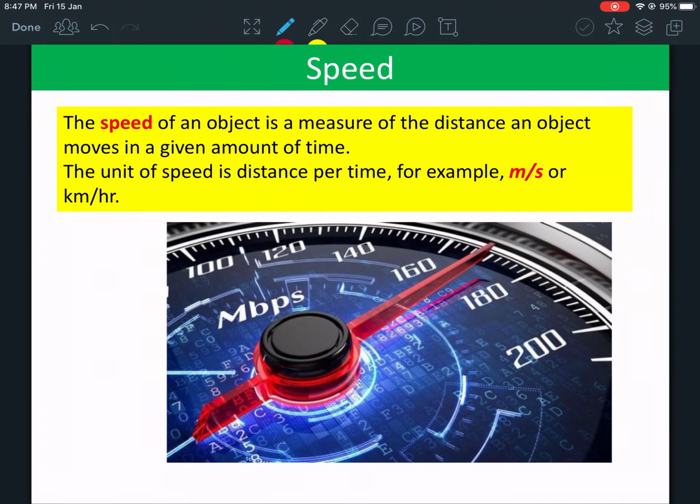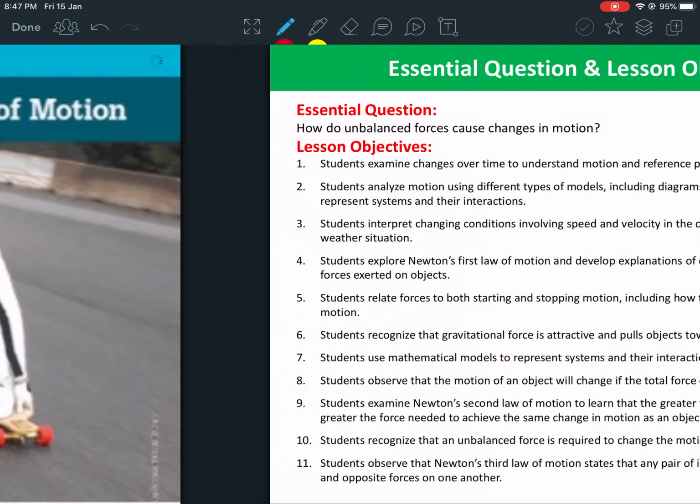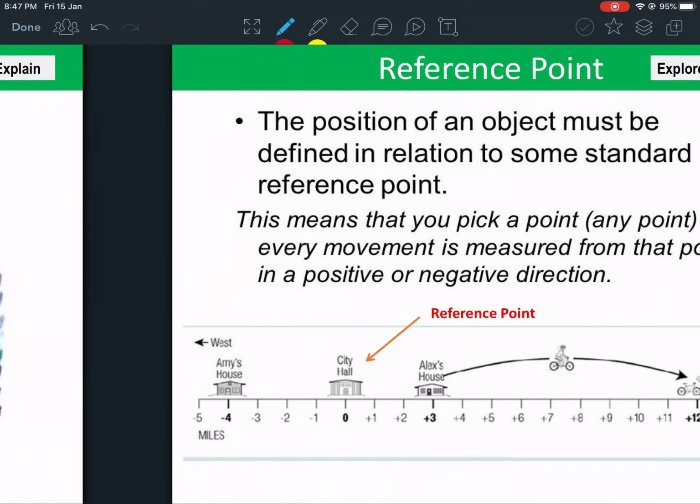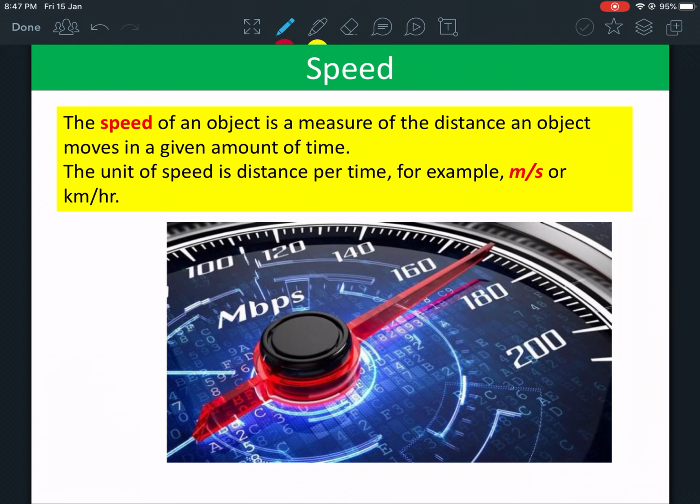Good morning, everyone. So we're continuing our lesson, which is Newton's laws of motion, and today we're going to be talking about speed. We took speed in the lesson before. You know it. It's a measure of the distance an object moves in an amount of time.